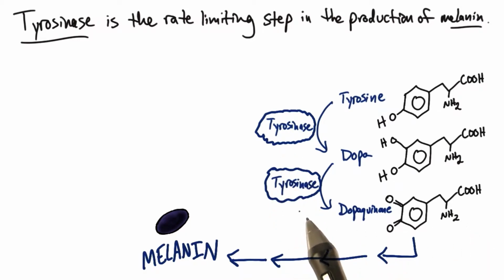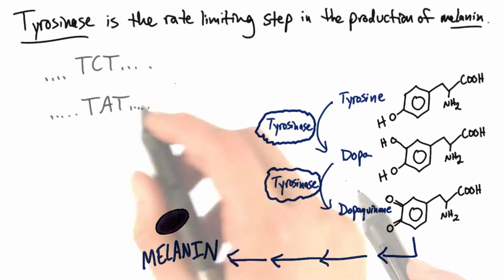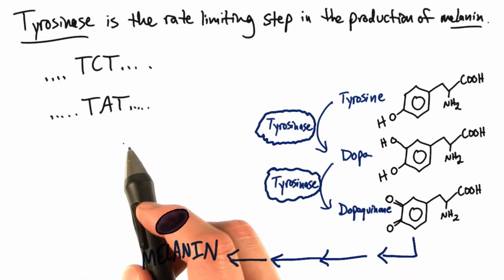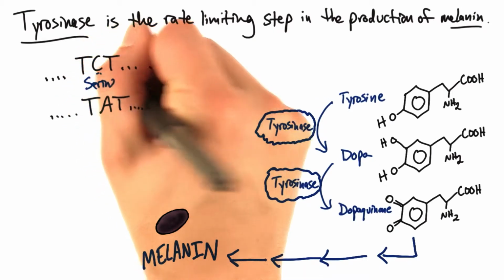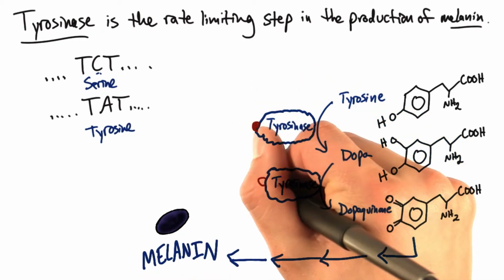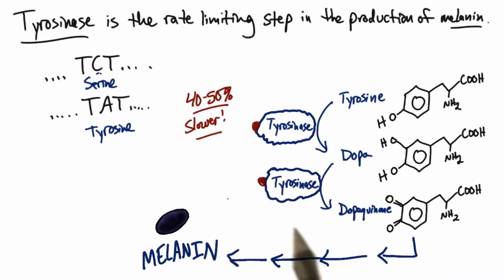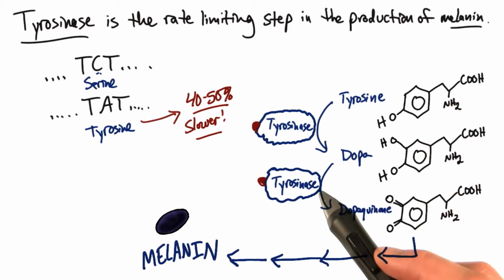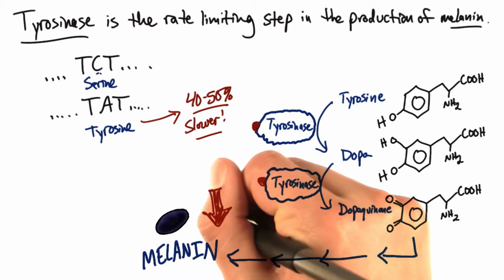Tyrosinase performs this function, but it's pretty slow actually. Compared to all the other steps you need to get melanin, this is the part that takes the longest. So this single nucleotide variation up here, the cytosine to an adenine, the change in amino acid from serine to tyrosine, ironically enough, that's a missense mutation, which causes tyrosinase to work 40 to 50% slower than it normally does. So if this is true, we would expect to see a decrease in overall melanin because we're going to make it a lot slower.